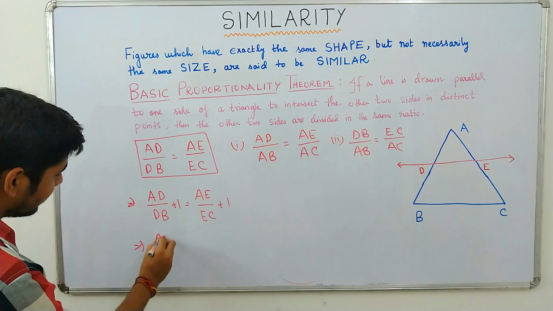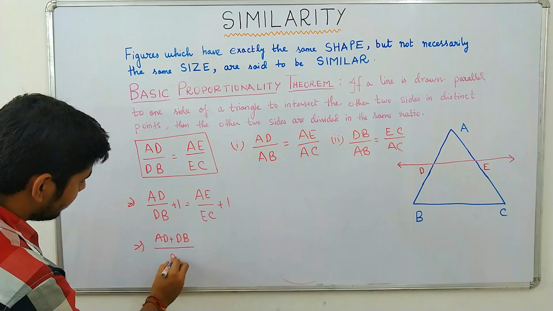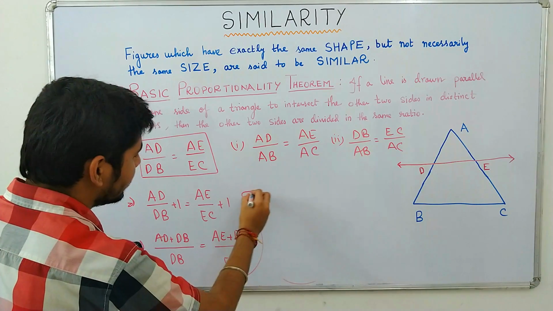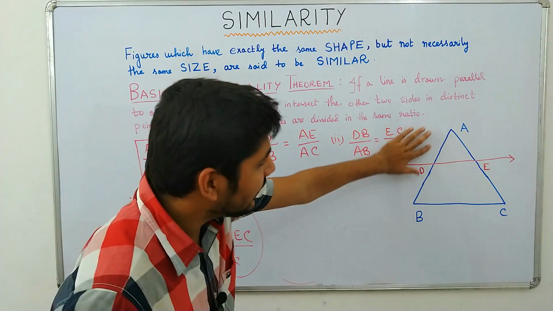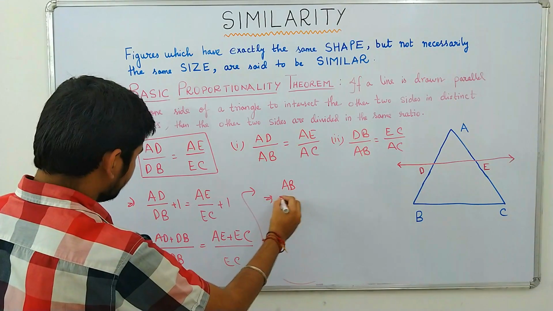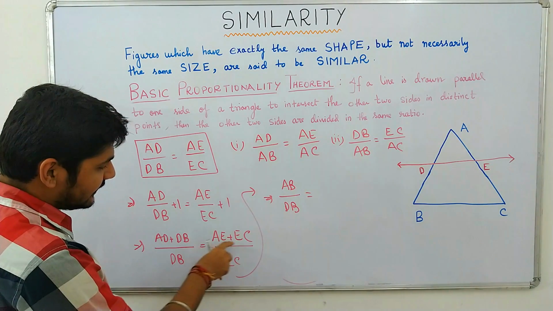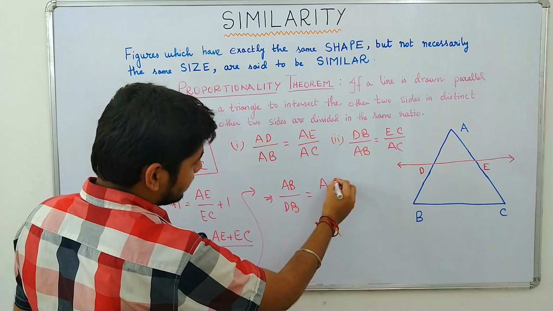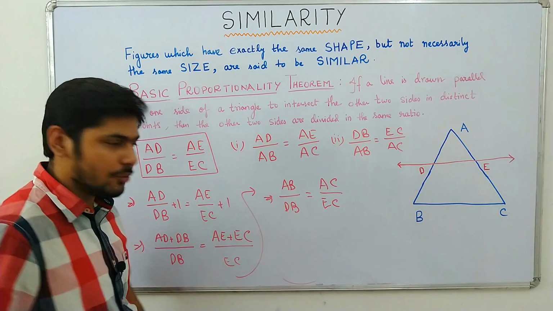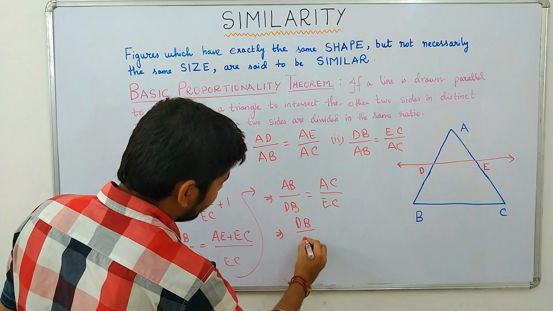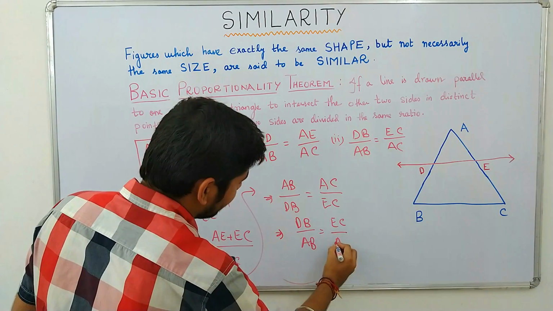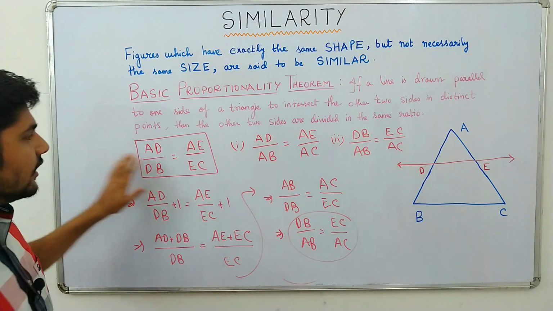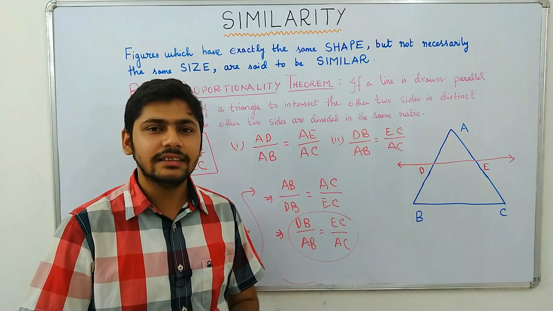Let's take the LCM. We will have AD plus DB divided by DB is equal to AE plus EC divided by EC. Let's move over here. We can see that AD plus DB is equal to AB. Therefore, AB divided by DB is equal to, we see AE plus EC will equal AC. So AC divided by EC, and then we will take the reciprocal. What do we get? We will get DB divided by AB is equal to EC divided by AC, and this is what we wanted to prove. Now in basic proportionality theorem, you have to remember all these three results, 1, 2 and 3, and we will make use of these results in the sums that we will solve.